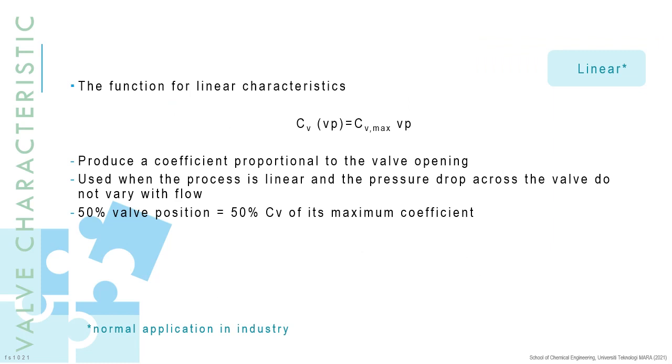As we know, quick opening is not suitable for regulating flow. However, the following valve characteristics, linear and equal percentage, are normally used to regulate flow. The function for the linear characteristic is as follows. The linear characteristic produces a coefficient proportional to the valve position. It is used when the process is linear and the pressure drop across the valve does not vary with flow. At 50% valve position, the flow through the valve is 50% of its maximum flow.